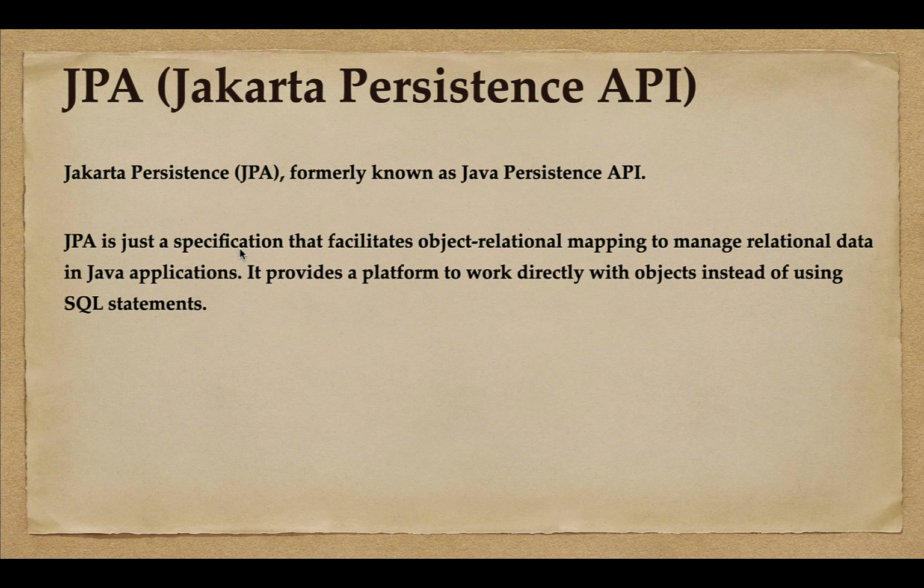Now we understood that JPA is just a standard specification and it does not have any implementation. Now the question is, what is the popular JPA implementation, or which one is the popular implementation of the JPA specification? The answer is Hibernate is one of the popular JPA implementations or JPA providers.